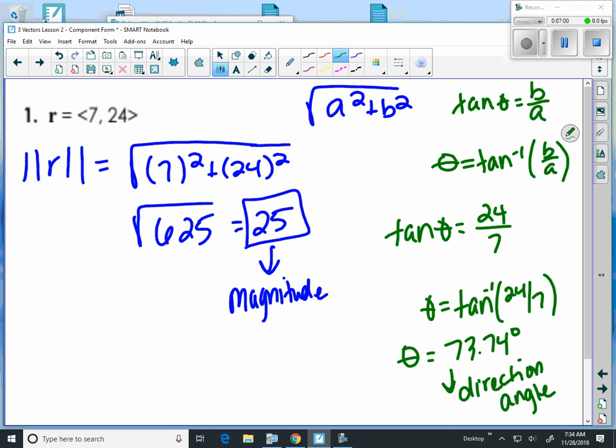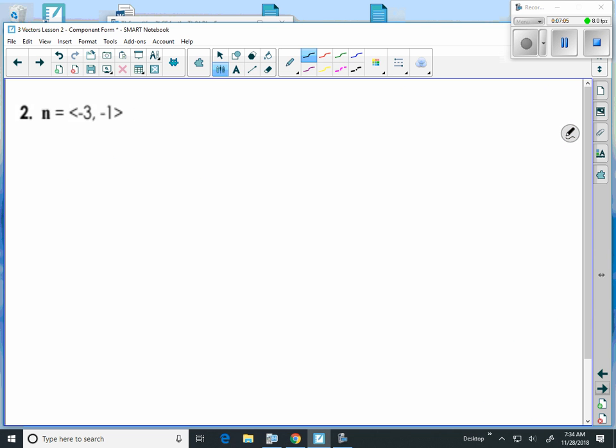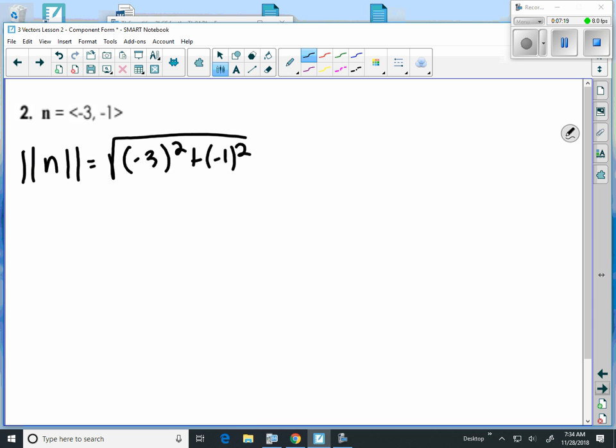Questions for me? Okay, once you get it down, it's a fairly easy process. All right, so we have our next one. First, we're going to find the magnitude. A squared plus b squared, all under that square root, so negative 3 squared plus negative 1 squared. Negative 3 squared is 9. Negative 1 squared is 1. So we get the square root of 10.